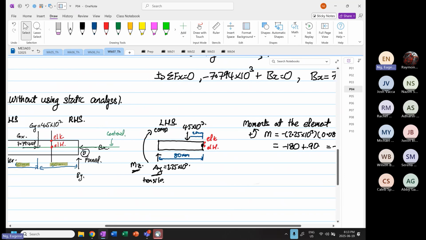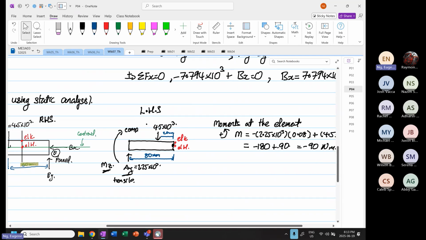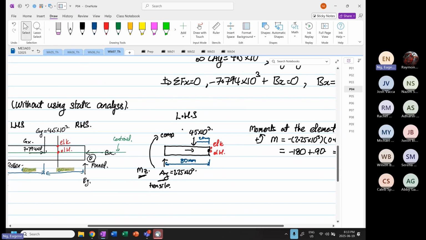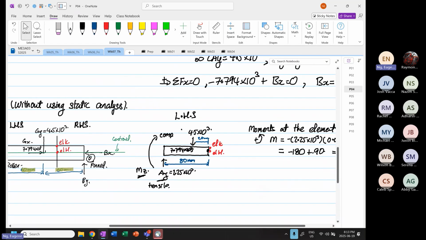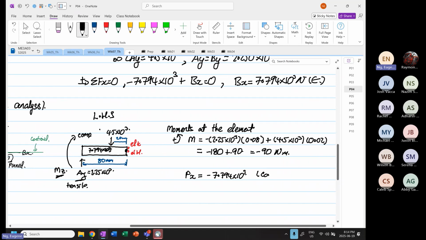Okay. So now this is by using the left-hand side. And likewise, we have a load over here, which is equal to 7.794. It does not matter, in the sense that we know the load in the x direction will be equal to minus 7.794 times 10 to the power 3. We put minus over here because this is for compression.